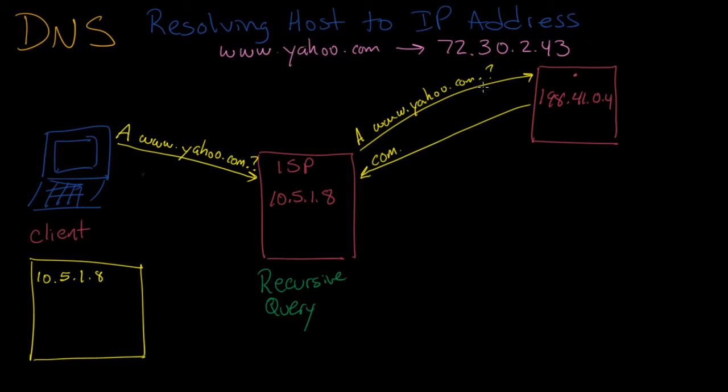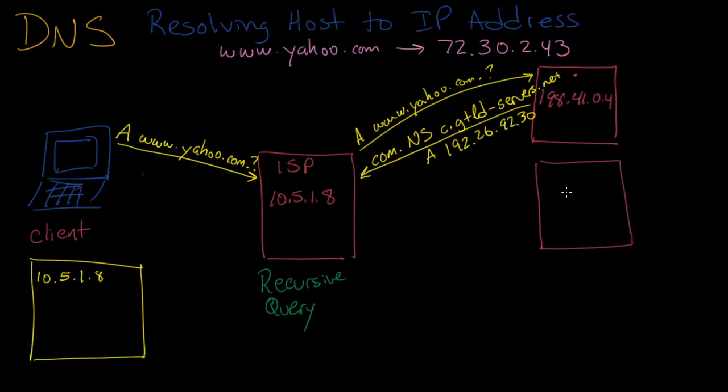It's going to start from the right-hand side, and since this is the root name server, it's going to add on one little piece, and that's going to be the next DNS server to ask. So it comes back and it says, go ask the com domain name server. It is c.gtld-servers.net, whose address is 192.26.92.30. The ISP's name server is going to take that response and reissue it to the com DNS server.